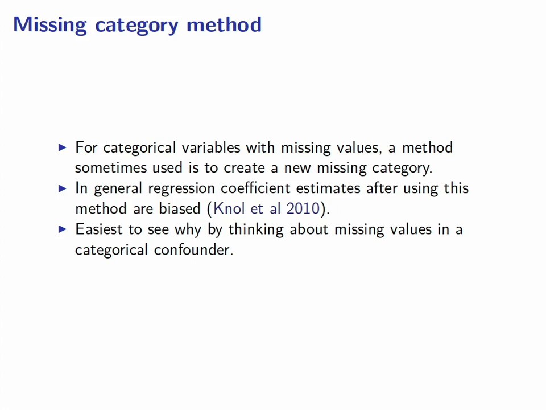Unfortunately, in general, the missing category method results in biased estimates of coefficients in regression methods. And I'm going to try and explain why that bias occurs visually using a simulated example.